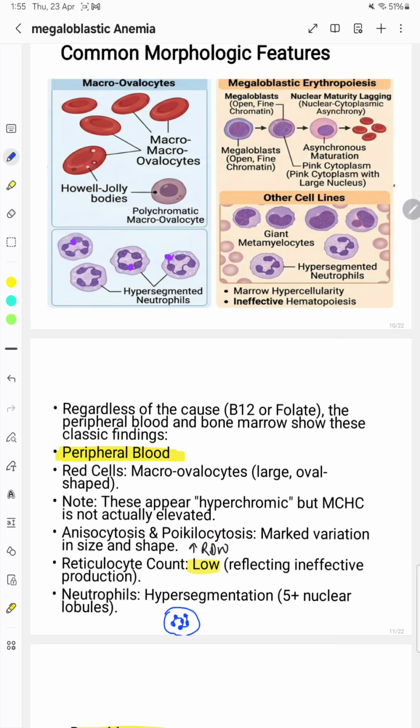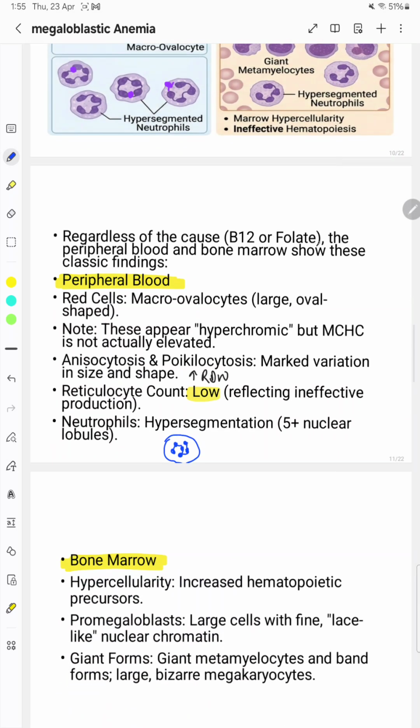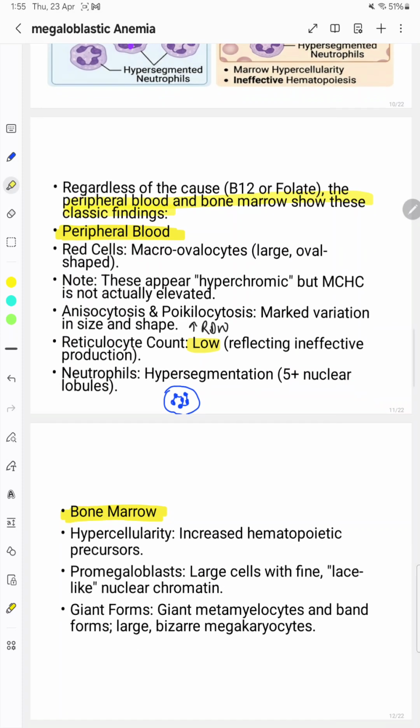Morphological features of vitamin B12 deficiency or megaloblastic anemia. Regardless of the cause, B12 or folate, the peripheral smear and bone marrow show the classic findings. In the peripheral smear, in the RBCs, there are macro-ovalocytes, large oval-shaped cells, and there is anisopoikilocytosis, marked variation in size and shape, which is reflected as increased red cell distribution width on the CBC. Reticulocyte count is normally low, reflecting ineffective production. Neutrophils show hypersegmentation, more than 5 nuclear lobes.